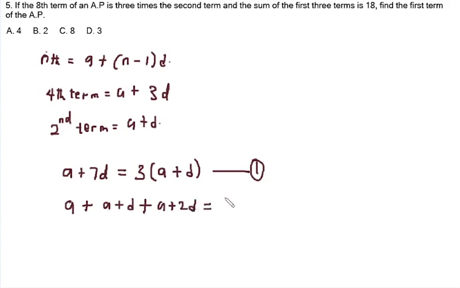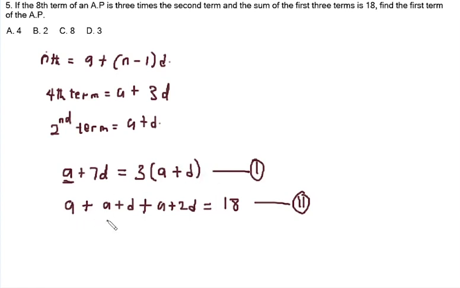And this is equal to 18. So this is another equation. They said we should find the first term of the AP. The first term is often given as a. So let's pick equation 1 and solve it first.